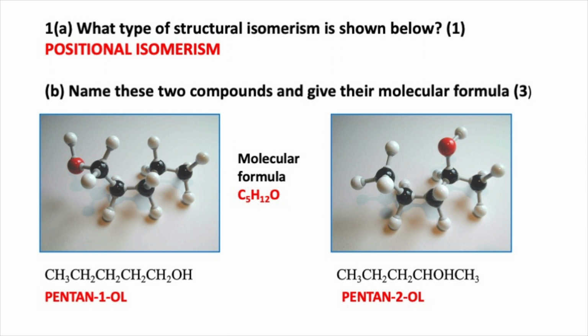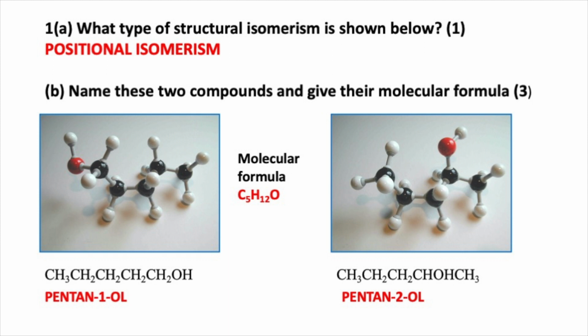So now let's go for the answers to question 1. So question 1A is asking what type of structural isomerism is shown below. Well, if we look at the pictures and we look at the structural formula, we can see that the OH group, the functional group, is moved to a different position when you look at the first picture and then we look at the second picture. So that means that the type of isomerism is positional. Positional isomers involve the functional group being on different positions of the carbon chain.